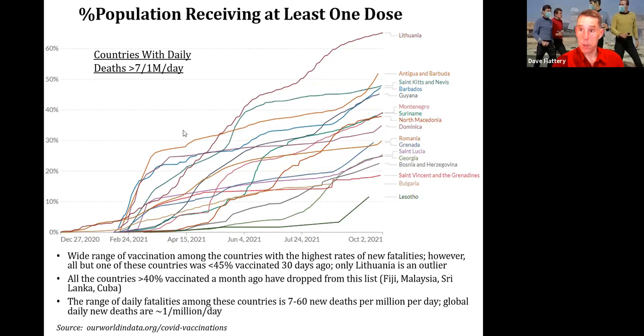And the range here, these range from 7 to about 60 new deaths per million per day. Globally, we average about 1. So this is an even bigger ratio compared to the global average.